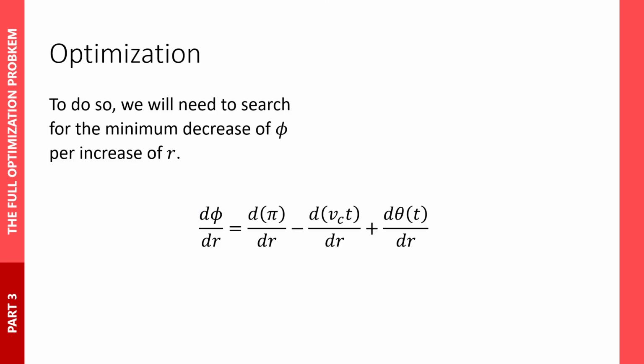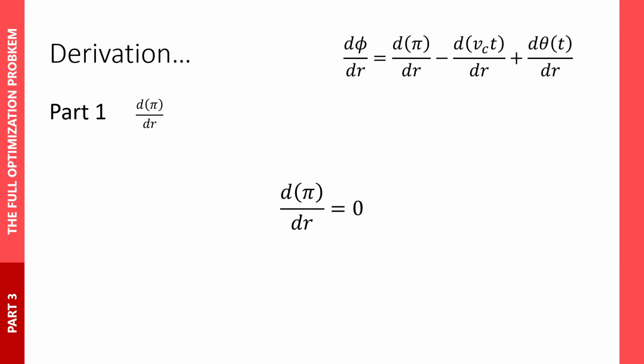To do so, we will need to search for the minimum decrease of phi per increase of r. This can be achieved by computing the derivative of phi in function of r and optimizing it. After replacing phi by its expression, we have a sum of 3 terms. Let's calculate the derivative of each term one by one. The derivative of a constant is 0.